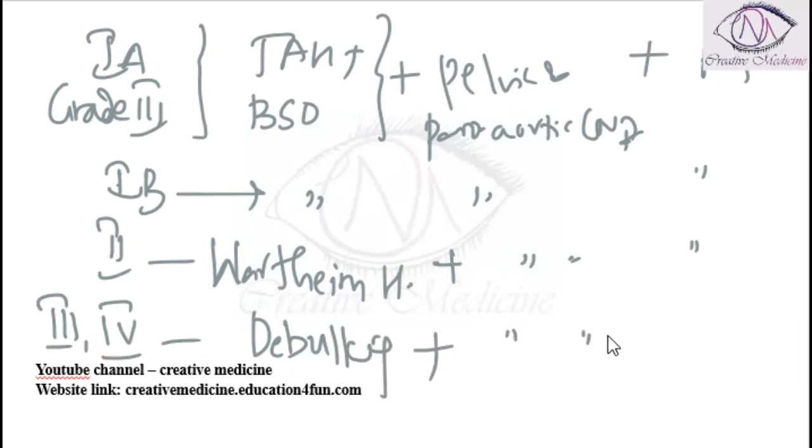pelvic and para-aortic lymph node dissection is done. Post-operatively, chemotherapy is given with or without radiotherapy.